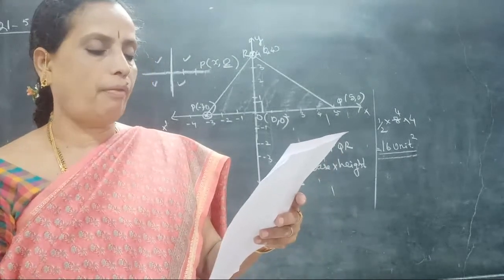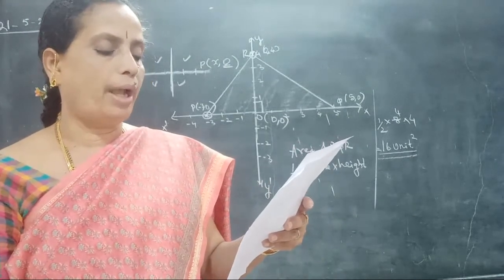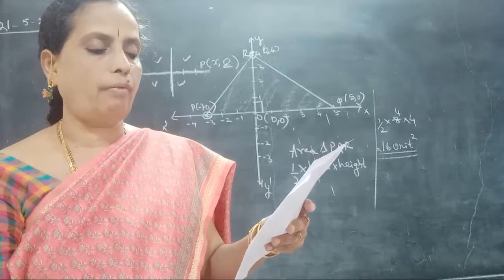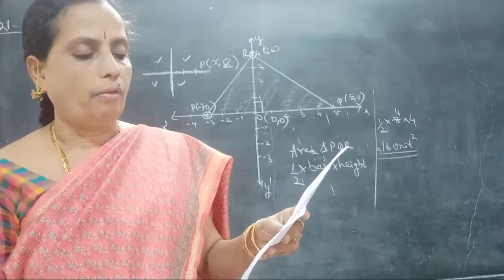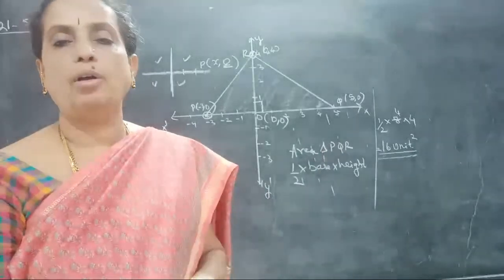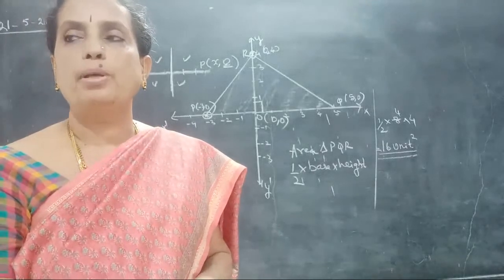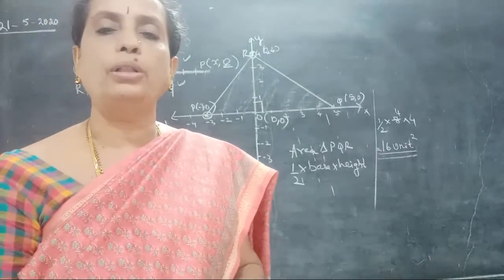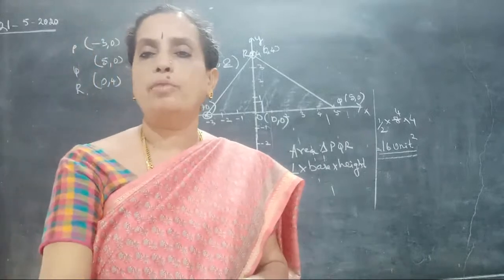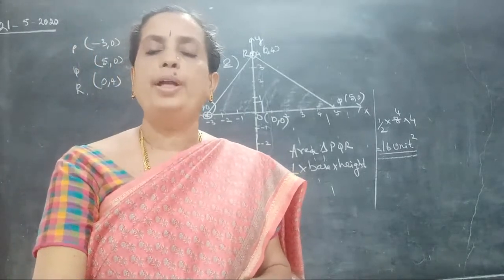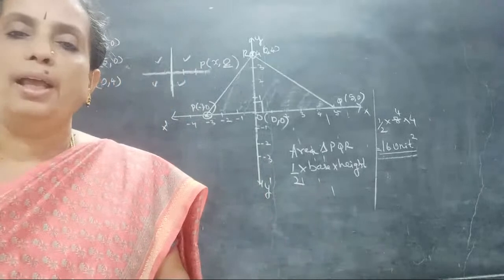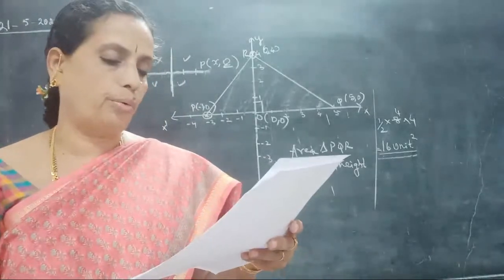The abscissa of any point on the y-axis is also 0, because we represent a point on the y-axis as (0, y) and a point on the x-axis as (x, 0).